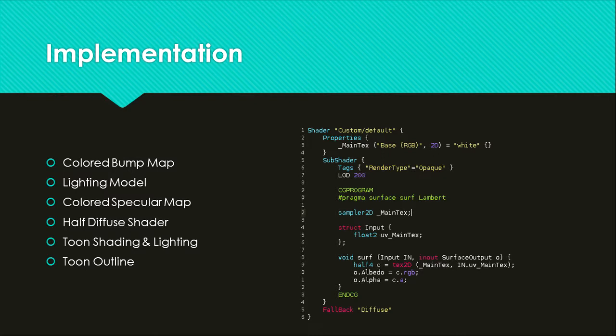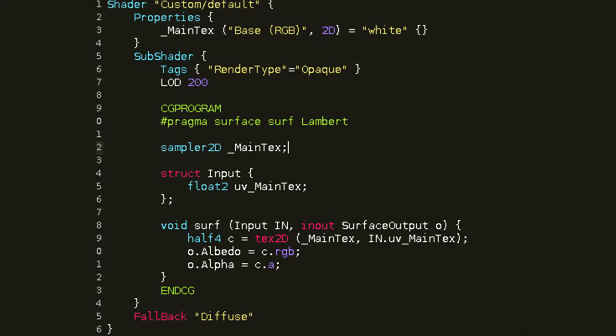We separated this part into 6 parts, where we created a colored bump map, lighting model, colored specular map, half diffuse shader, Toon shading and lighting, and Toon outlining. Now, firstly, we'll start up by starting up Unity. Then we create a shader in Unity by right-clicking and selecting shader in the menus. By doing this, we'll create the default diffuse shader which Unity comes with, as seen on the picture on the right.